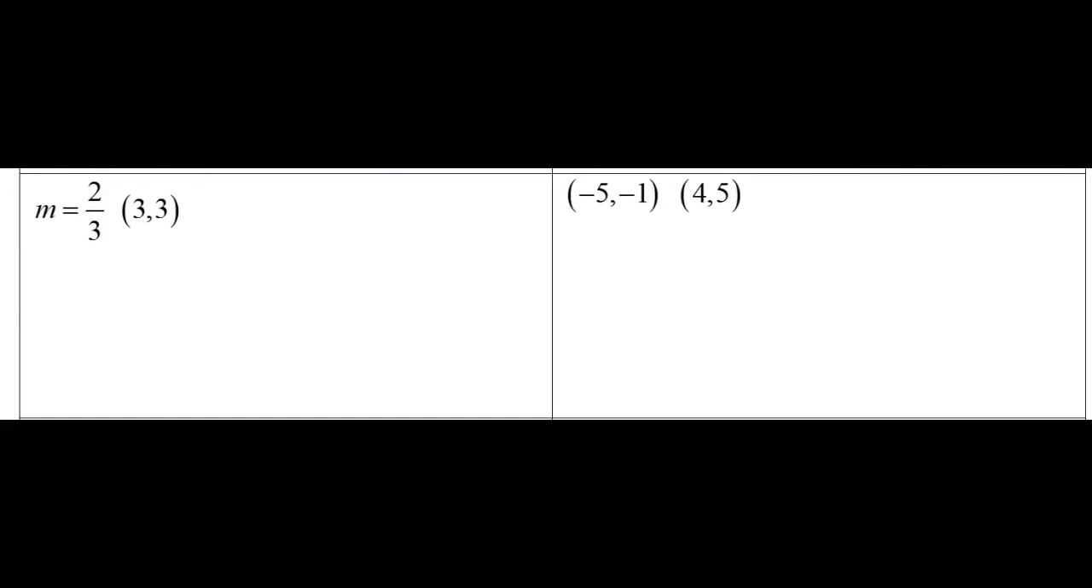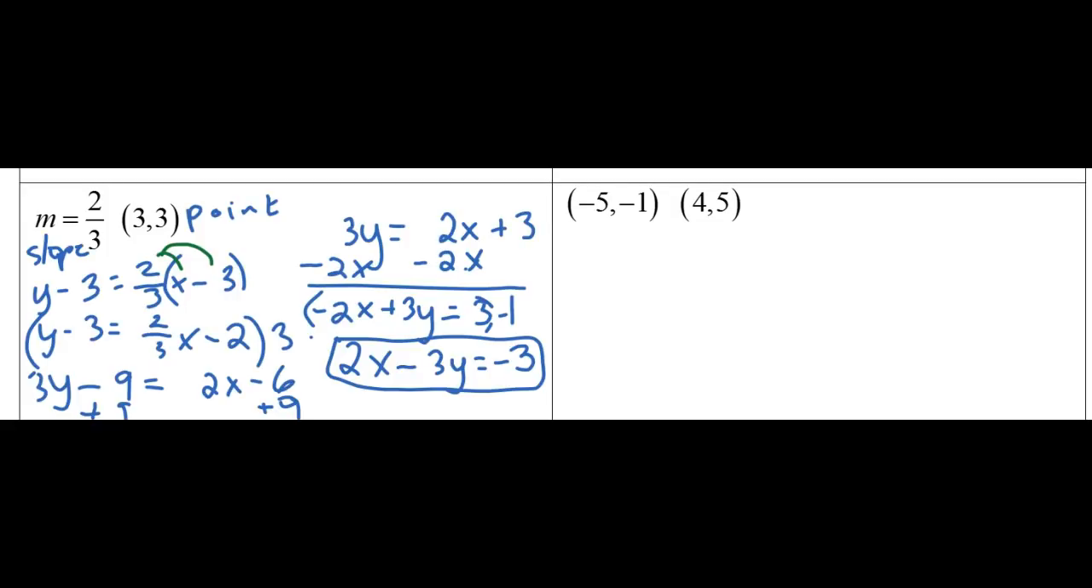The next one, your slope is 2/3, and a point given is 3, 3. Pause the video and try this problem out. All right, first thing I did was put into point slope form. Then I distributed my fraction. Then I multiplied everything by 3 in order to get rid of my fraction. And then I added 9 to both sides to get my constants together. Then I brought 2x to the opposite side, which left my a term to be negative. So then I multiplied everything by negative 1. So I have a positive 2x minus 3y equals negative 3.